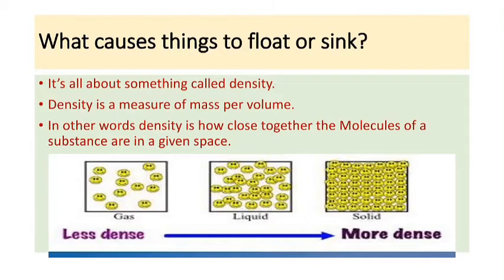As we already learned, everything around us is made up of tiny molecules. In some objects, these molecules are jam-packed together, and in others, they are loosely packed. This is actually what density means. Density is a measure of mass per volume. In other words, density is how close together the molecules of a substance are in a given space.